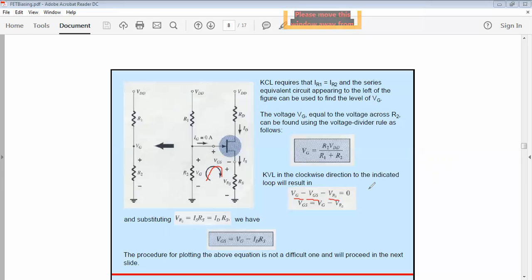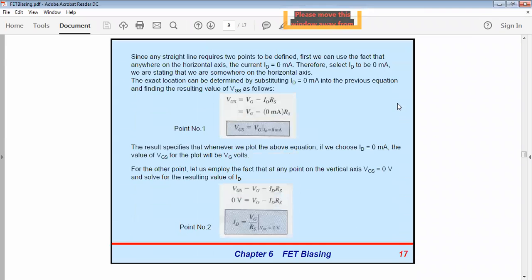The product of IG into RG is equal to 0. From that, VGS is equal to VG minus VRS, where VRS is the drop across the source resistor. So VRS is equal to IS into RS, that is equal to ID into RS. So finally VGS is equal to VG minus ID into RS. Right? Once again I will draw the equivalent circuit, then you clearly understand.